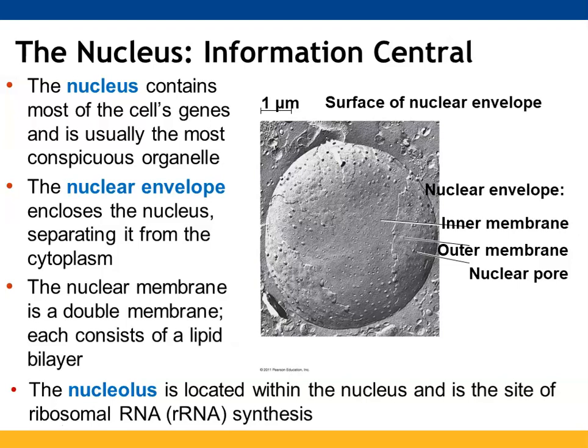So your nucleus is basically your control center of your cell. It's got the majority of your cell's genes. Remember that there is some DNA found in your mitochondria as well. The nuclear envelope basically separates the nucleus from the cytoplasm that surrounds it. It is a double membrane and it is a lipid bilayer. There is a nucleolus found inside of that nuclear membrane, inside of the nucleus, and that is where ribosomal RNA is able to be synthesized.